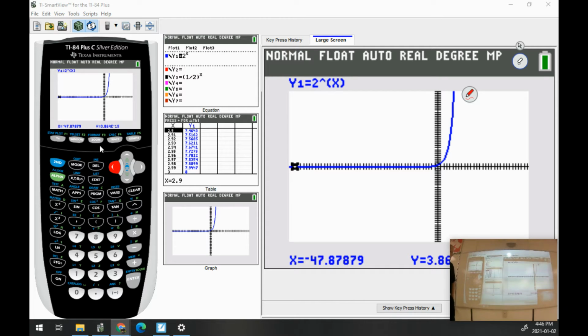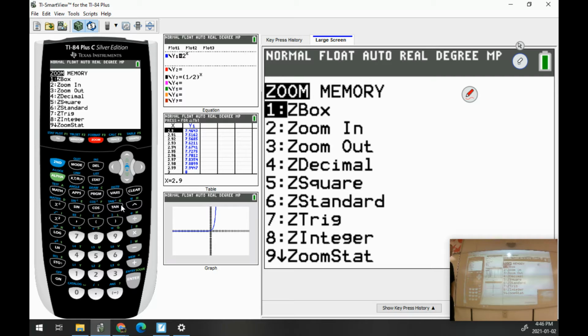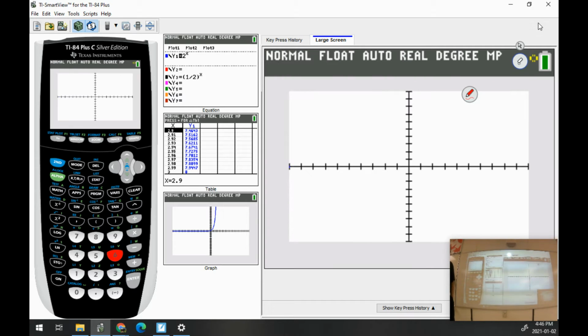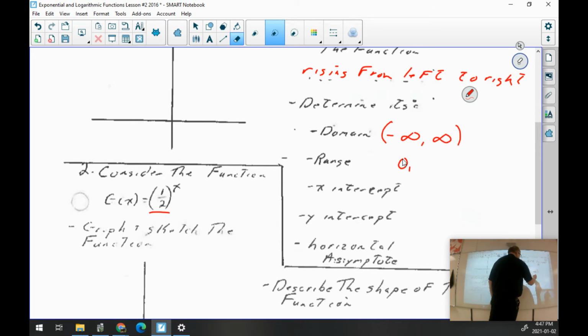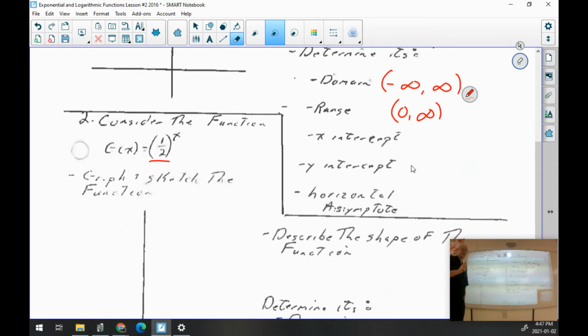So our range in this case is 0 to infinity, exclusive of 0. There's no x-intercept. The graph is never going to hit y equals 0. So there is no x-intercept.